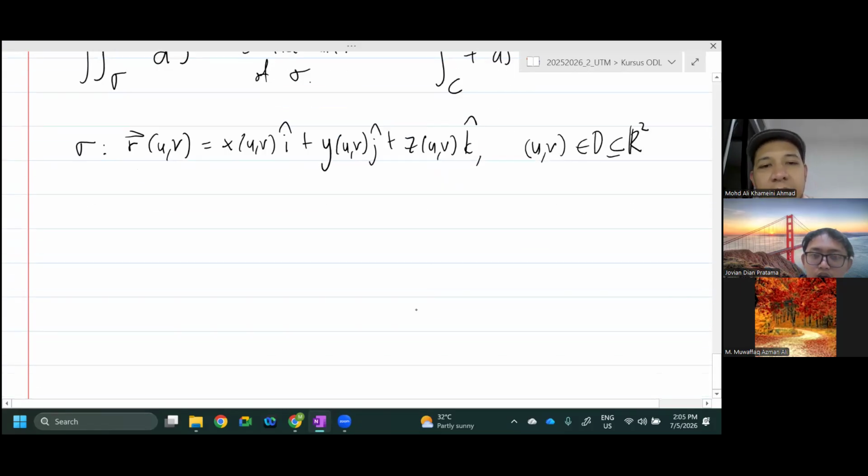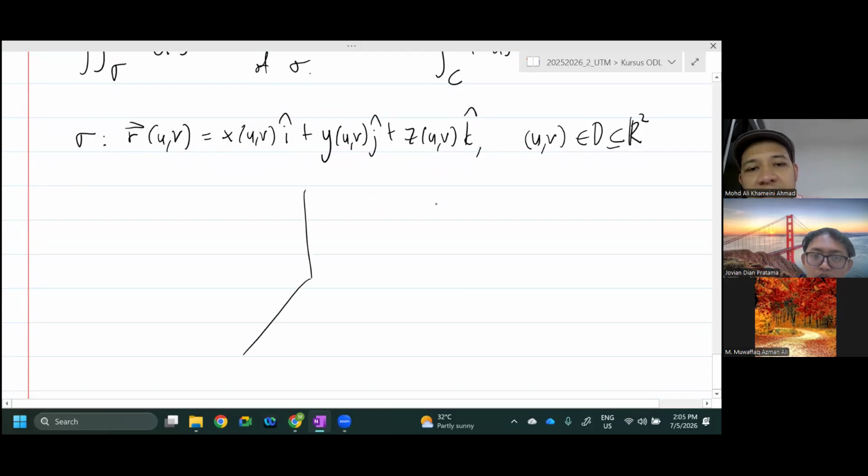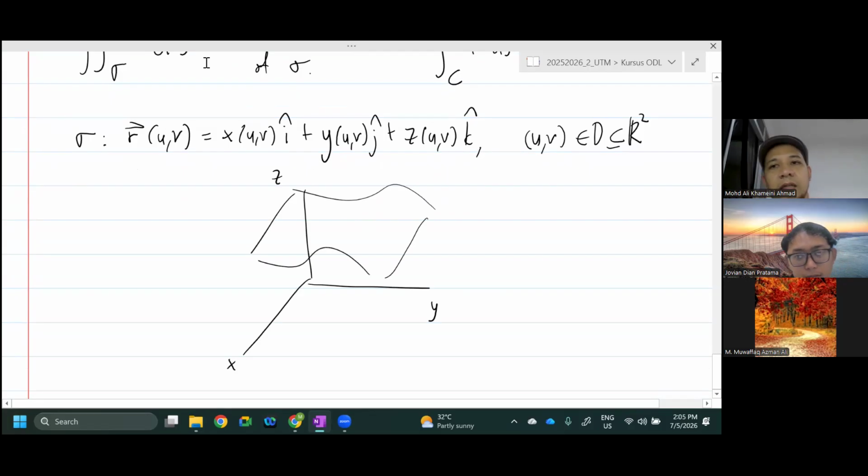So for example, now if you have a surface in space here, X, Y, Z. Okay, you have some surface here. This is our sigma.